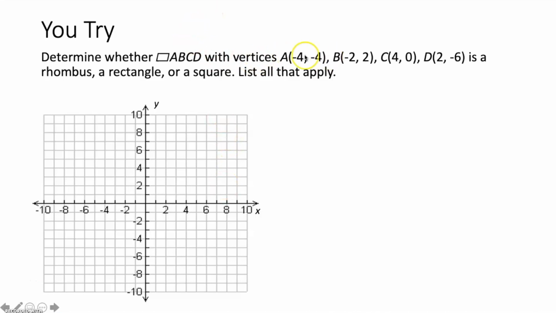So first, we have to graph our parallelogram ABCD. Point A is at -4, comma -4. We go over -4 on the x-axis, down -4 on the y-axis, put point A. Point B is at -2, comma 2. We go over -2 on the x-axis, up 2 on the y-axis, put point B.